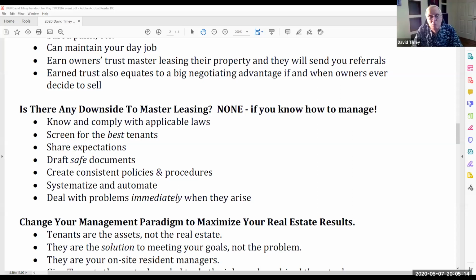You've got to be willing to meet their needs first before you look at what you're going to do. Once you do that, I've never had a problem having to sign the contract. It's never been an issue at all. Let's see. You earn owners' trust master leasing their property and they'll send you referrals.